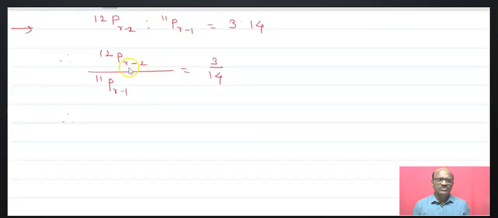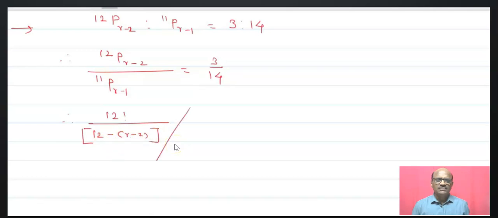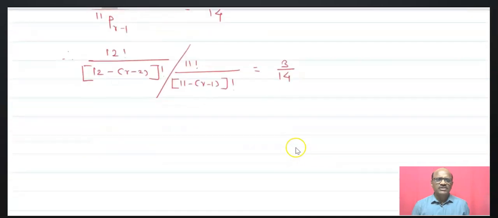Now simplify these two terms. There is a 12 factorial upon (12 minus (r minus 2)) factorial. This whole divided by 11 factorial upon (11 minus (r minus 1)) factorial. That is equal to 3 upon 14.